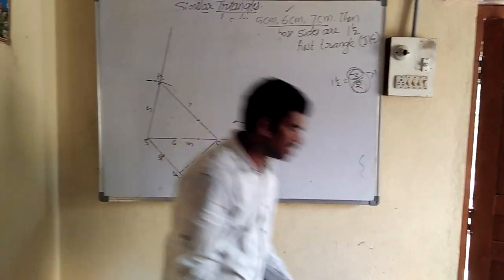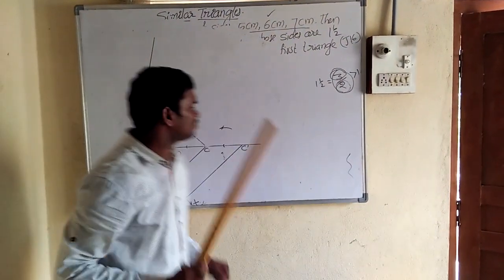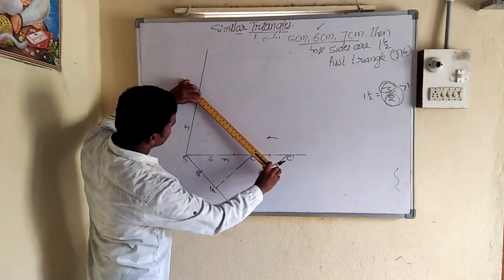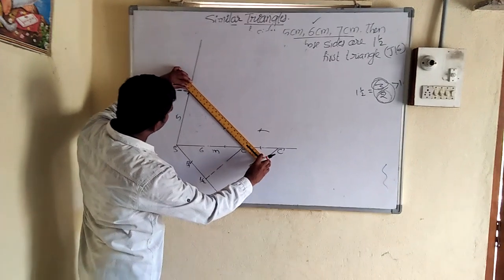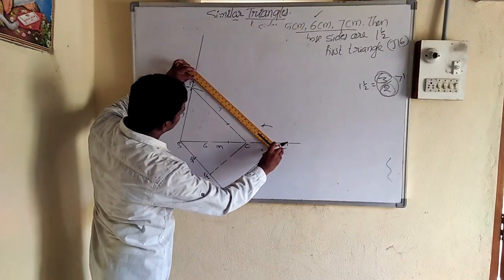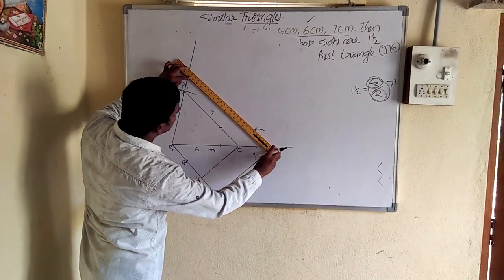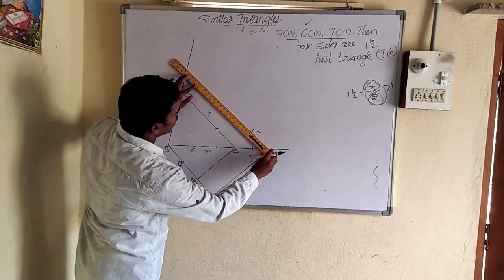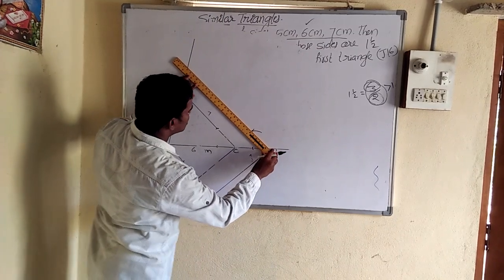And moreover, I will tell you a simple technique. Instead of all these things, simply take a scale and put it on AC. Move it from CA to meet C dash. You will find the parallel line.